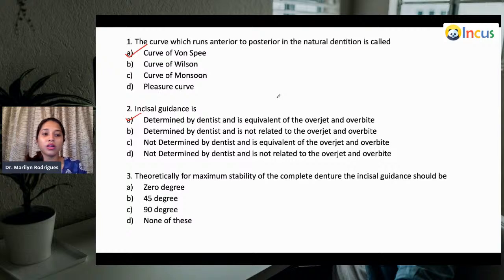Question number three, theoretically for maximum stability of complete denture, the incisal guidance should be 0 degrees, 45 degrees, 90 degrees, or none of these. I explained this also. So the answer to question number three is A, 0 degrees, theoretically they're asking. So theoretically for maximum stability of the complete denture, incisal guidance should be 0 degrees, that is option A.